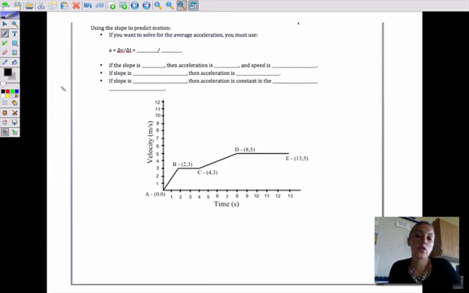Now we're going to go into our third expectation, which is to calculate the slope and understand what it means in terms of acceleration. So remember that if you want to solve for the average acceleration, we always know it's delta V over delta T, but that's our rise over run, or our change in Y over change in X. So if the slope is 0, then the acceleration is also 0, and the speed is constant. If the slope is positive, which means it has a positive numerical answer, then acceleration is also constant.